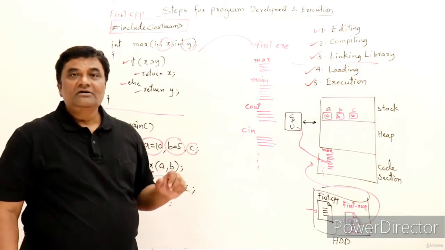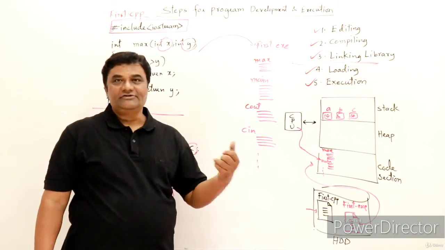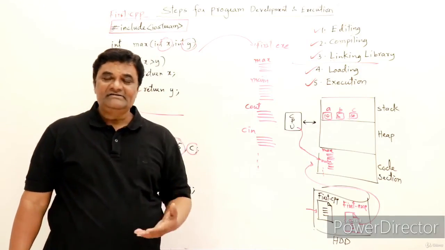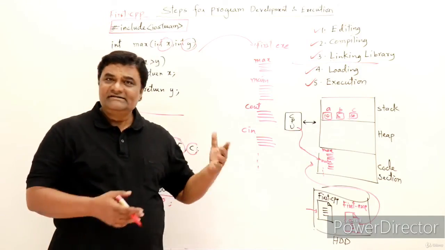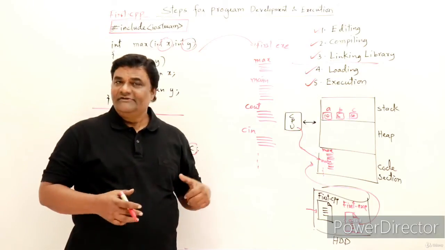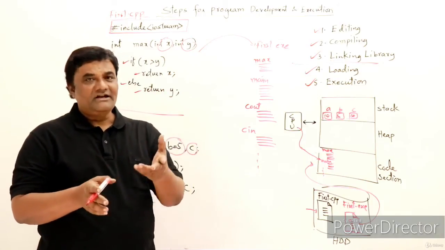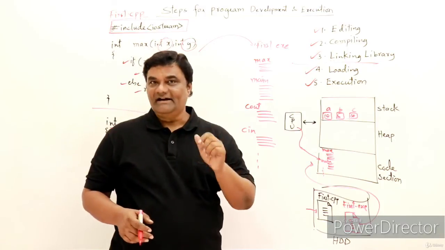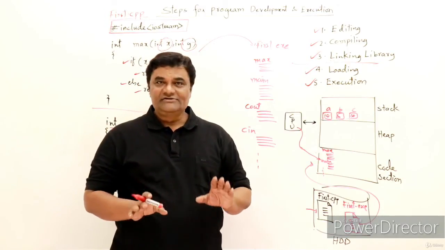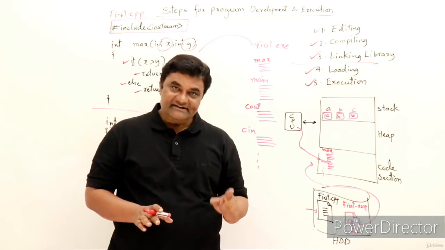So this is how a program is developed and executed. Now we'll be using IDEs and we will be writing the programs. This is all behind the scene. We don't see all these things, we just type the program and run. So this is what is all happening in the background. So that's all in this video and that's all in this section.